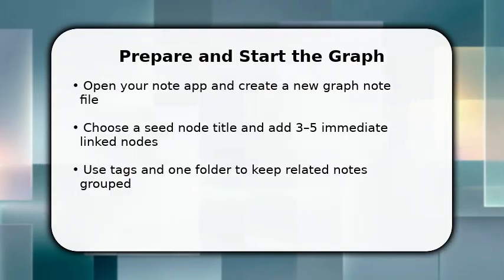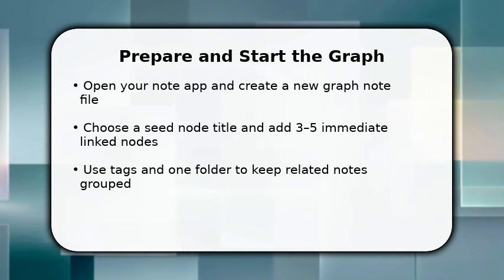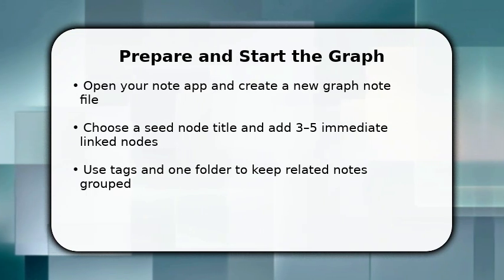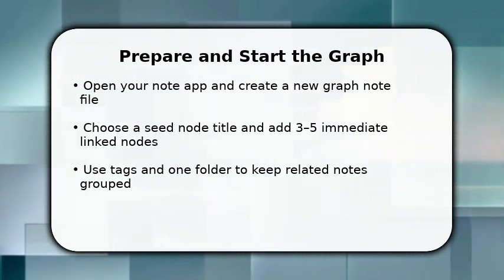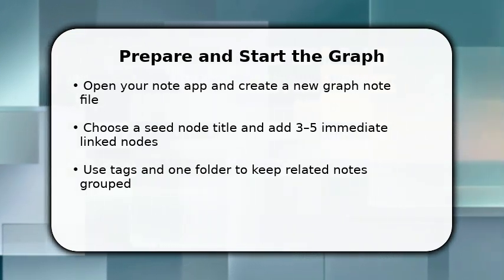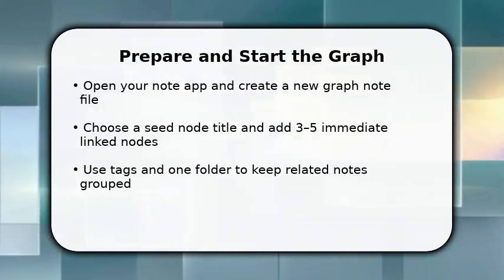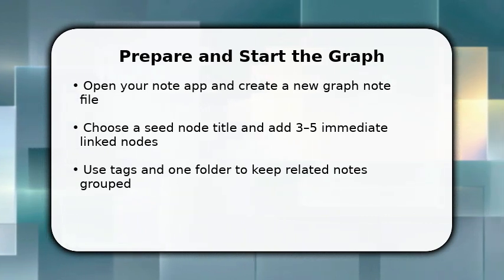You begin by opening your graph note workspace and creating a single seed node that holds the main idea. Add 3 to 5 linked nodes immediately. These are specific concepts or examples that branch from the seed. Once done, tag the seed and put the file in one dedicated folder so your graph stays discoverable.